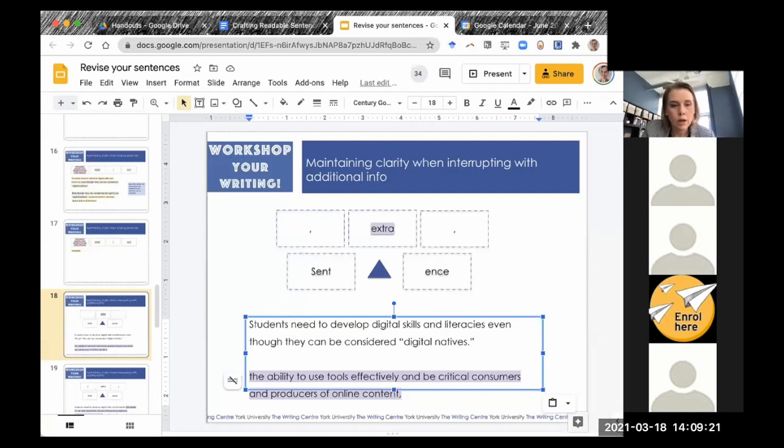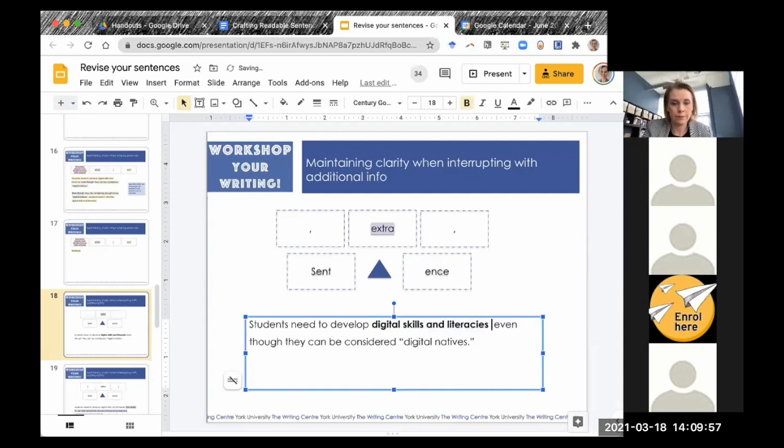Okay. So now that we know that we have a full sentence, we can grammatically insert extra information. So we have extra information about digital skills. This extra information in purple is actually modifying this here. It's sort of defining what digital skills are. Oh wait, digital skills, sorry, and literacies. What are digital skills and literacies? So we want to just drop a little definition in, which we always want to do in academic writing, is define our terms. So we put it here.